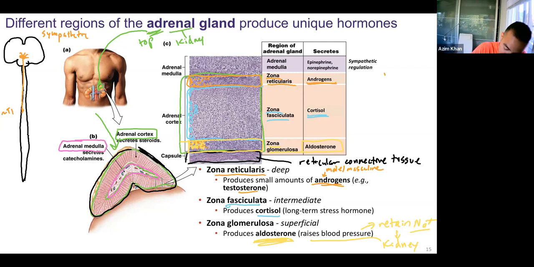I'm going to draw this in blue. Preganglionic neuron that extends to the adrenal medulla. And then from there, we stimulate a cell. These are called chromaffin cells. And chromaffin cells release epinephrine and norepinephrine.